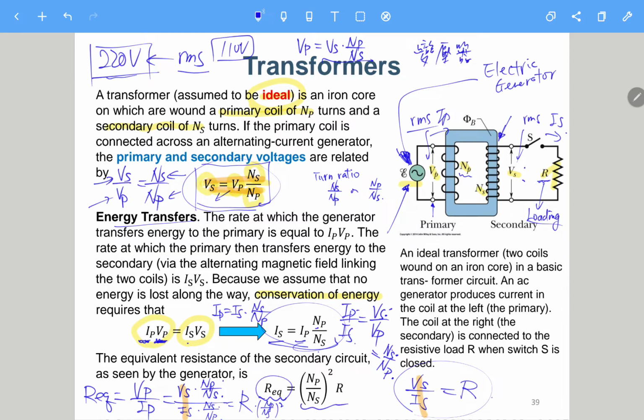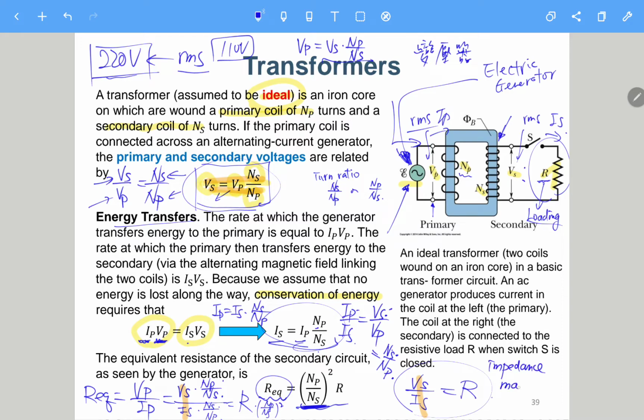So the R equivalent means the impedance we see at the input, which is Np over Ns squared times R. But actually we only have R at the very end. This resistor is only connected to the secondary coil. It does not really connect to the primary coil. But for the primary coil, the resistance you can see is multiplied by the turn ratio squared. So you can regard this as a turn ratio, and we may call it impedance matching.